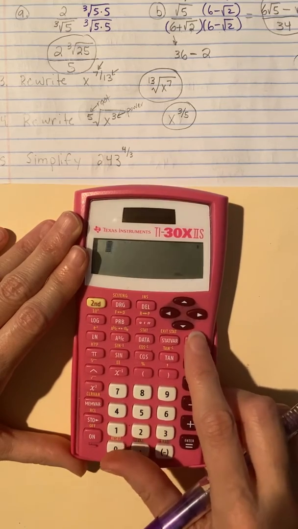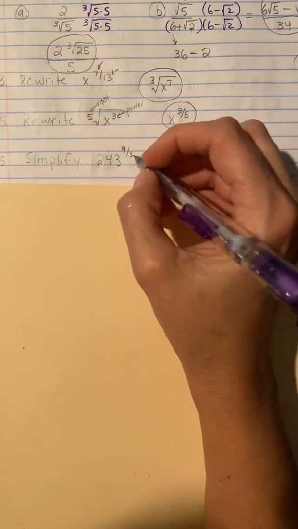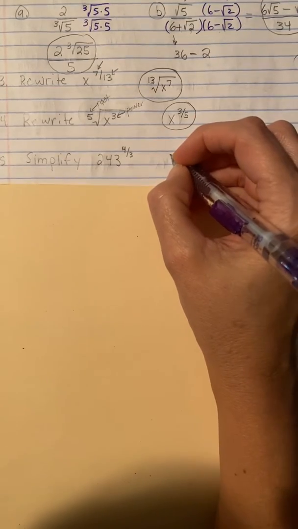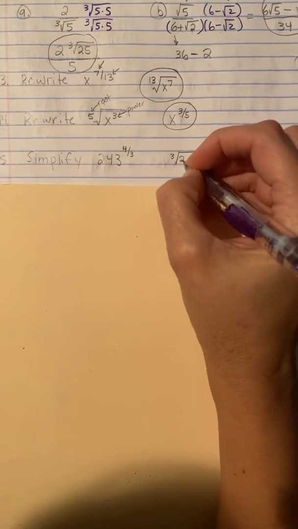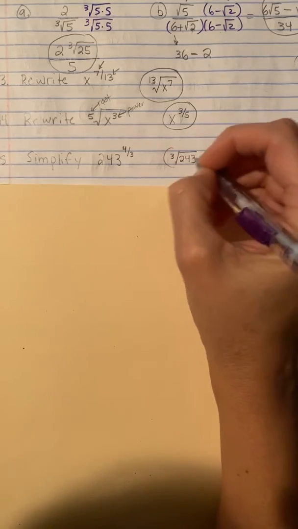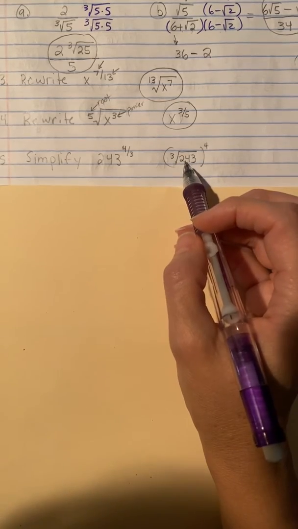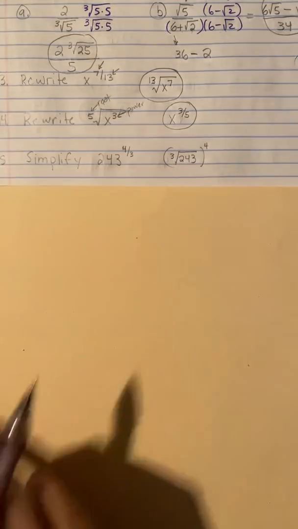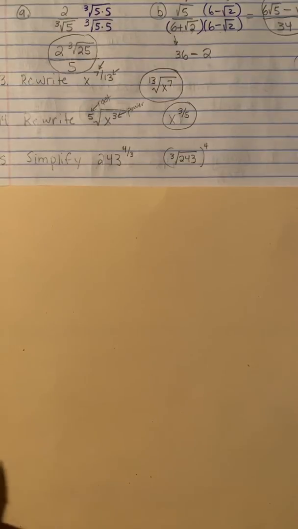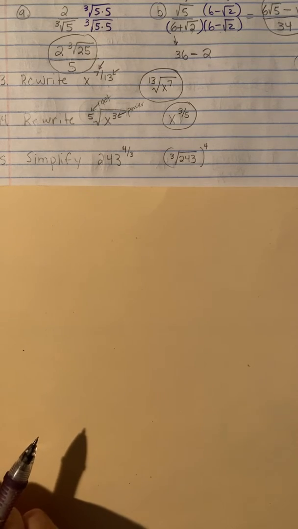All right, so here's what this means. This means cubed root of 243 raised to the 4th. That's what that means. Okay, so I thought this number had a cube root. That's what I thought. Let me just double check, y'all, because I thought I picked one that had a cube root. It does not, so that's why this thing's ugly.